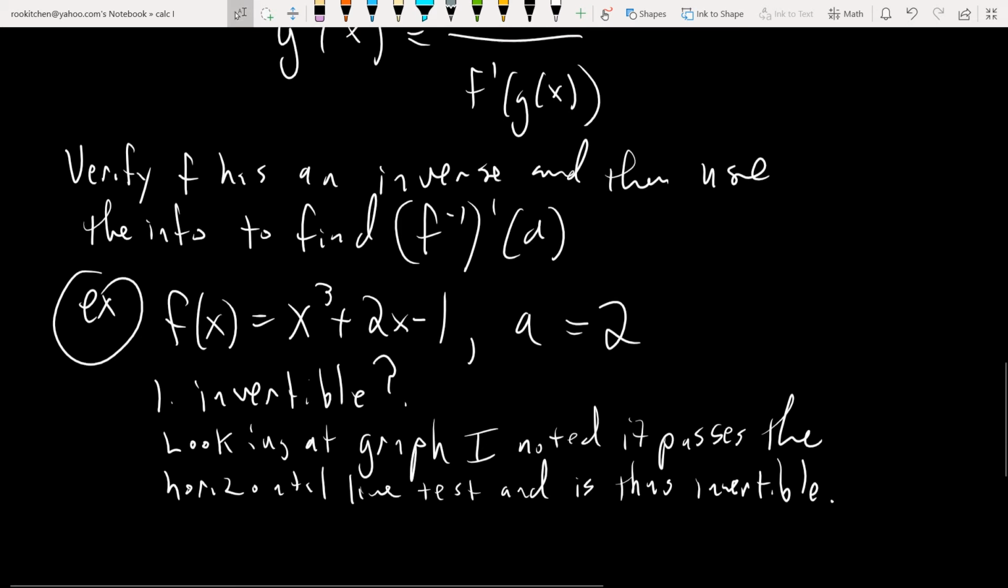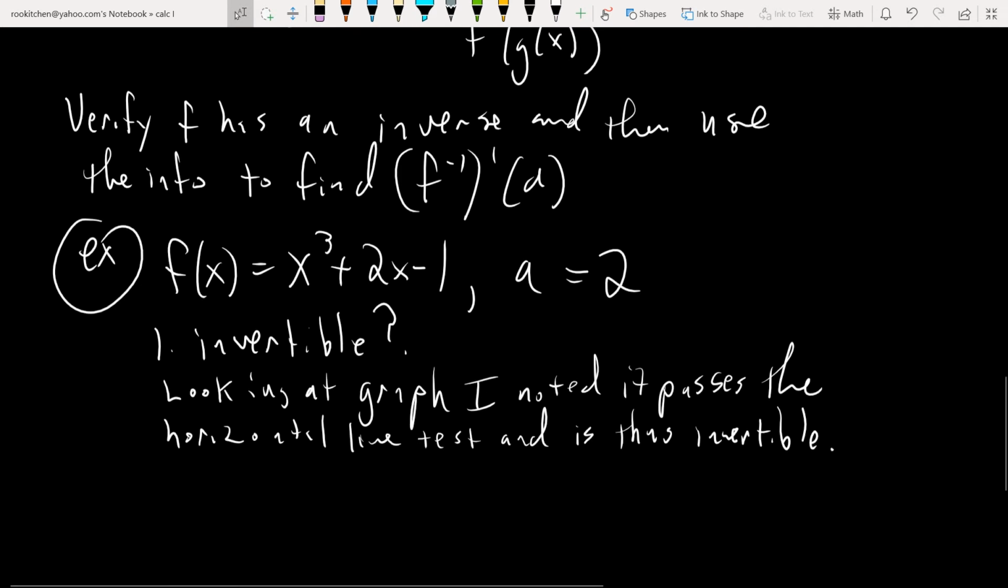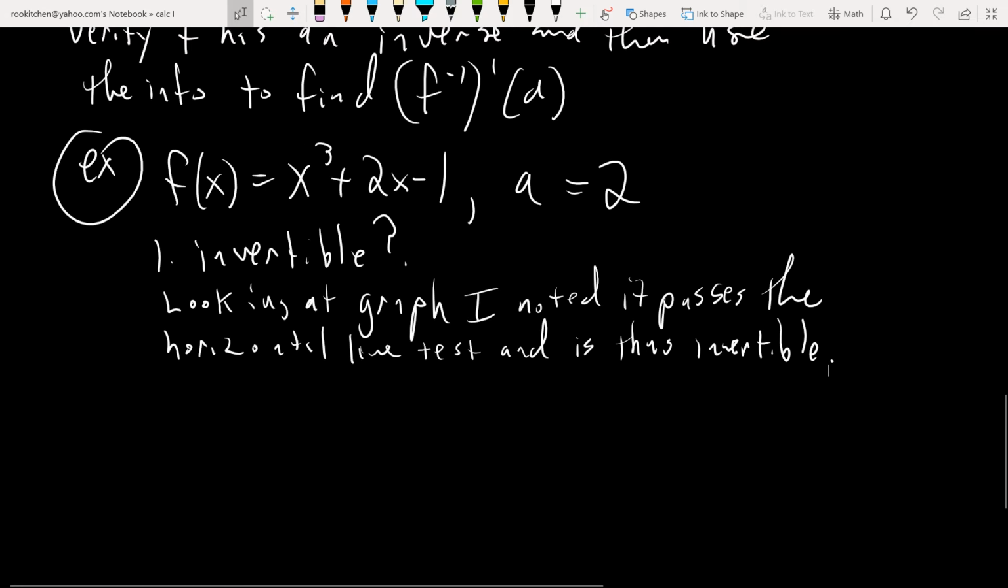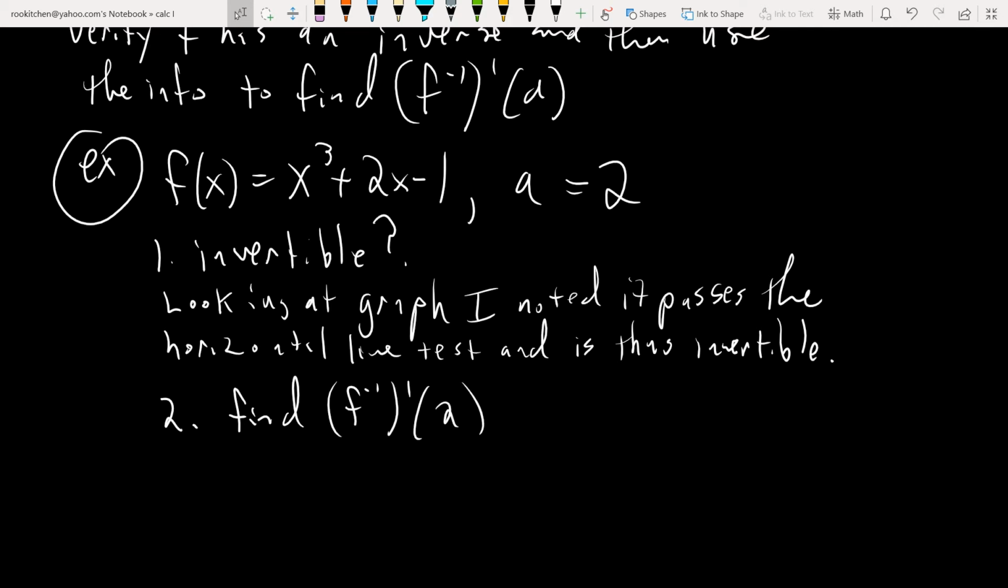Okay, so it's invertible, and so we can then find f inverse prime of a, even though we don't know what the heck the inverse is. That's the magic of this. So that's part number one. Number two, we need to find f inverse prime of 2, even though I don't know the inverse. You could pause the video and see if you can figure out what the inverse of that thing is. No, we can't do it.